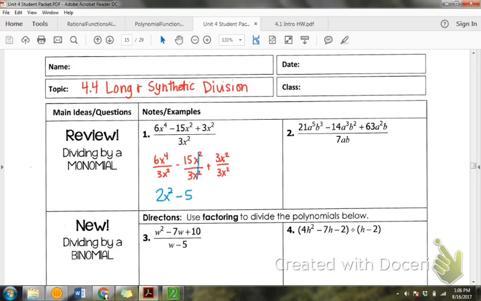And then 3x squared over 3x squared is what? Ben? 1. Can I simplify this? Okay, so 2x squared minus 4.